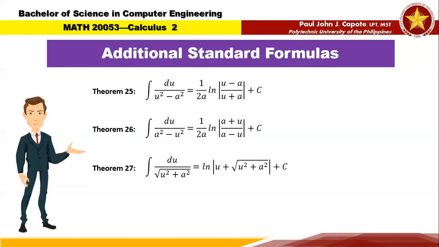Theorem 27 states that the integral of du divided by the square root of u squared plus a squared is simply equal to the natural logarithm of the absolute value of u plus the square root of u squared plus a squared plus c. Theorem 28 states that the integral of du divided by the square root of u squared minus a squared is equal to the natural logarithm of the absolute value of u plus the square root of u squared minus a squared plus c.